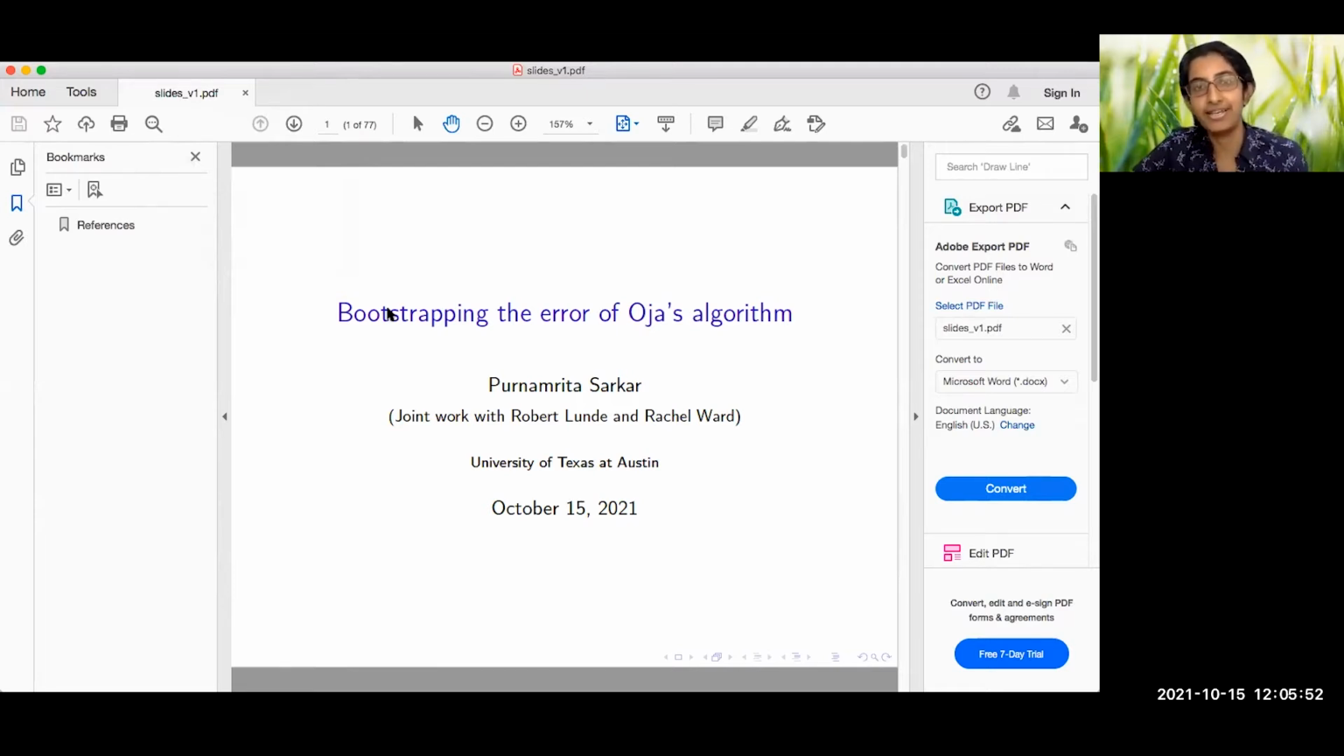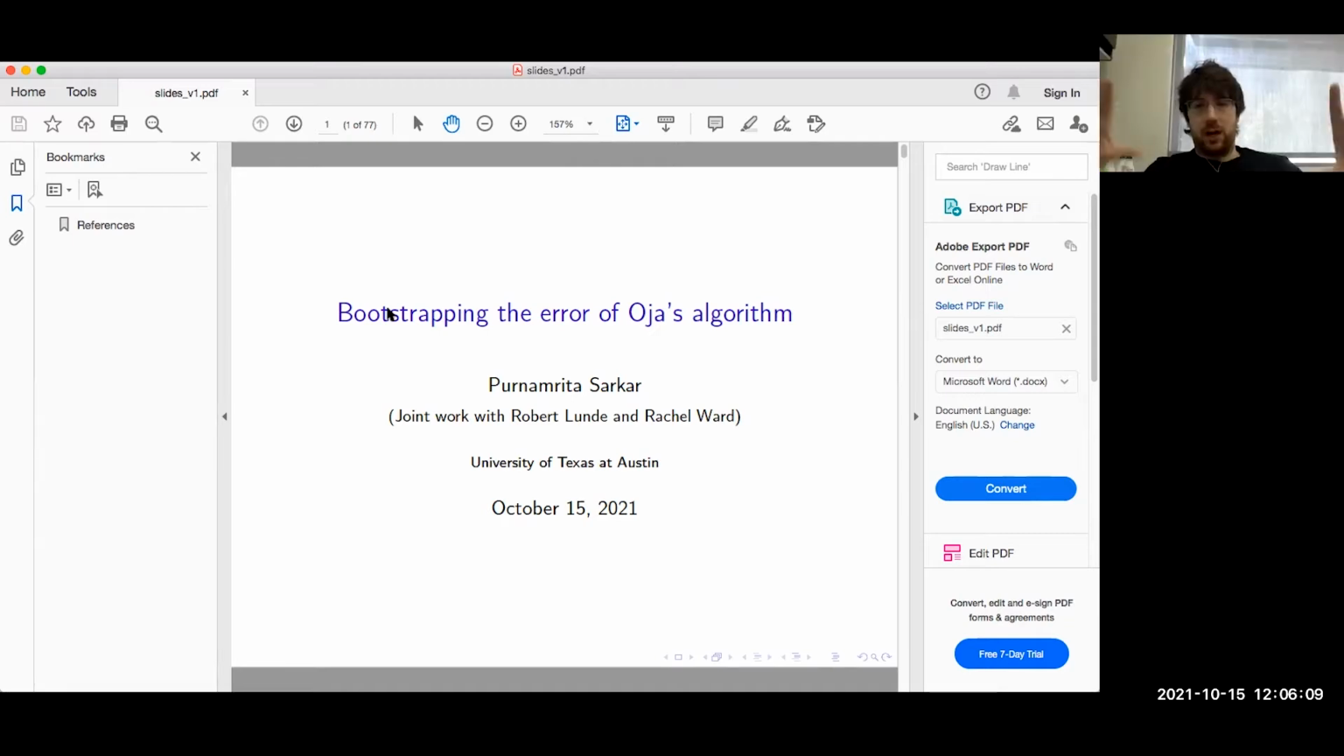All right, so I'm going to talk about bootstrapping the error of Oja's algorithm. And like Konstantin said, gave a very nice introduction. This is joint work with Robert and Rachel, and a shout out to them.